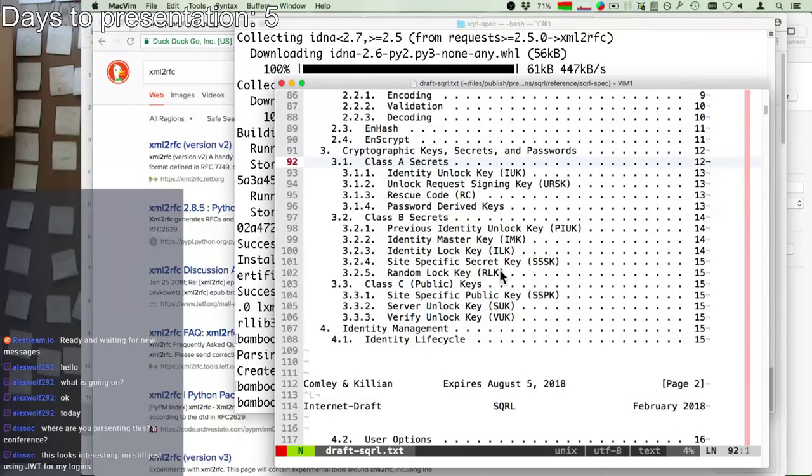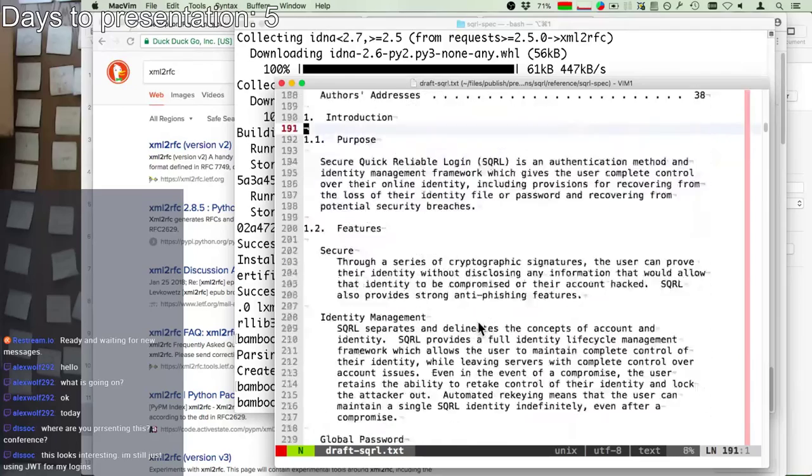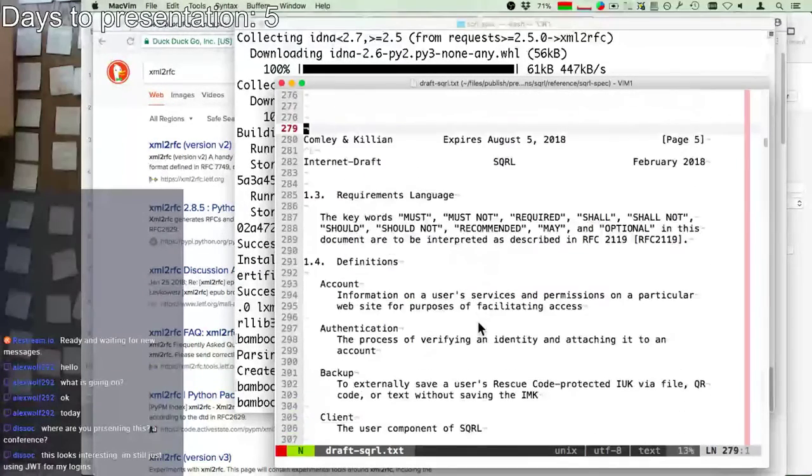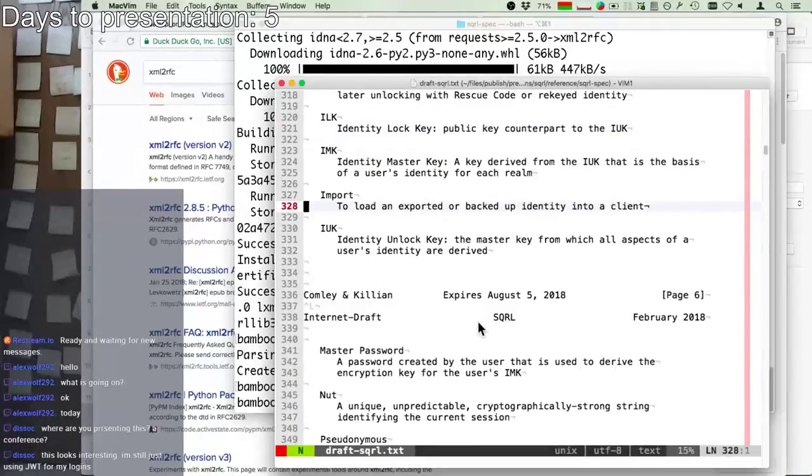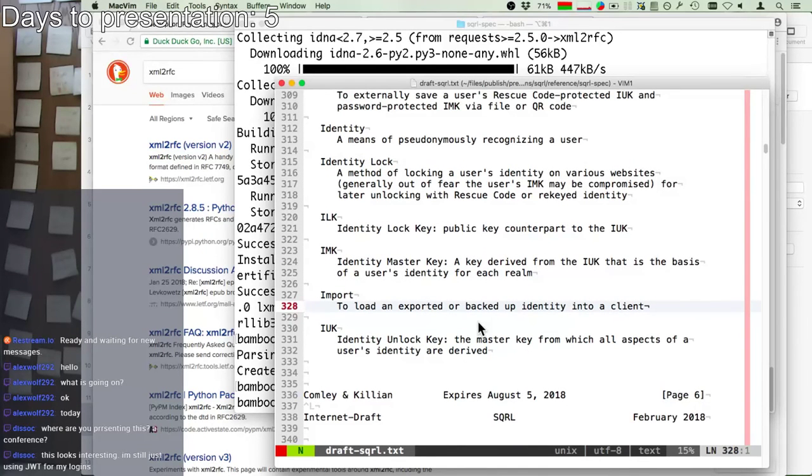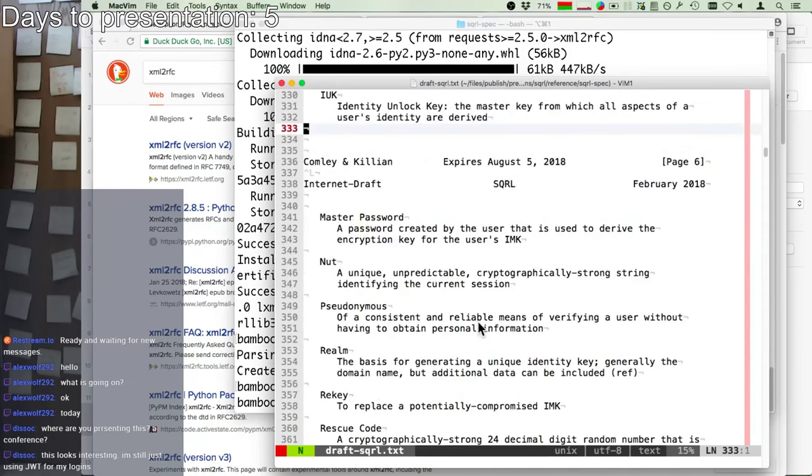Okay, previous identity. Yeah, that'll go to the specifics of that. Public key, identity management, identity life cycle. Identity unlock. Master key from which all aspects of identity are derived. Public key of the identity unlock key. Yeah, that makes sense, I guess, as long as it stays private. Private stays private.